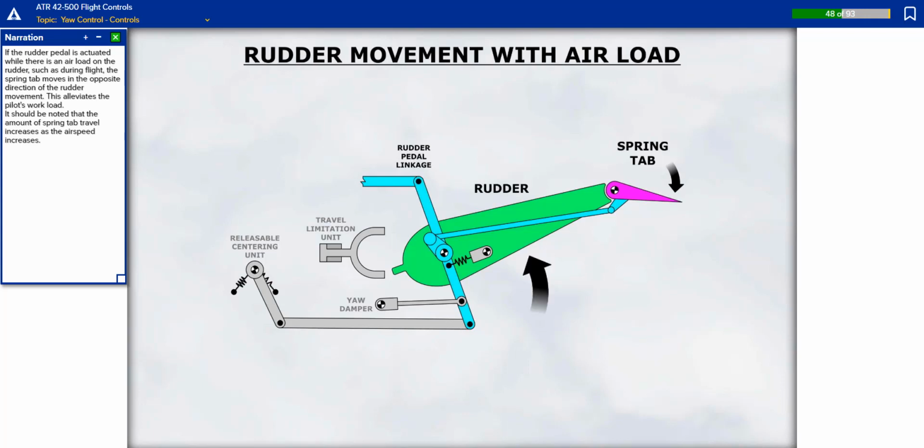If the rudder pedal is actuated while there is an air load on the rudder, such as during flight, the spring tab moves in the opposite direction of the rudder movement. This alleviates the pilot's workload. It should be noted that the amount of spring tab travel increases as the airspeed increases.